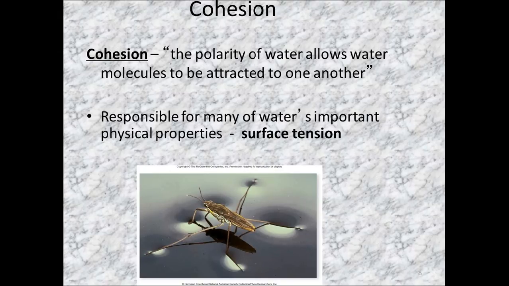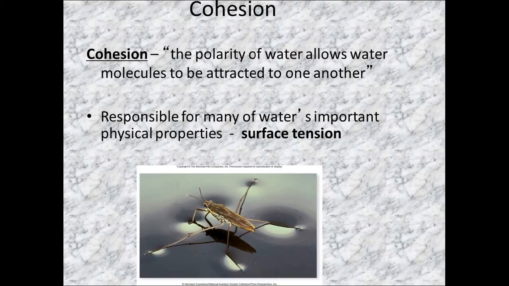Cohesion also creates surface tension. And this also is extremely important, particularly for animals. Surface tension is created because the water molecules at the surface don't have other water molecules above them to bond with, so they bond even more strongly to the water molecules next to them and below them. And that creates surface tension. Surface tension is that skin that you feel if you touch the surface of water very, very carefully. It's also what makes a belly flop so painful when you go into the pool.